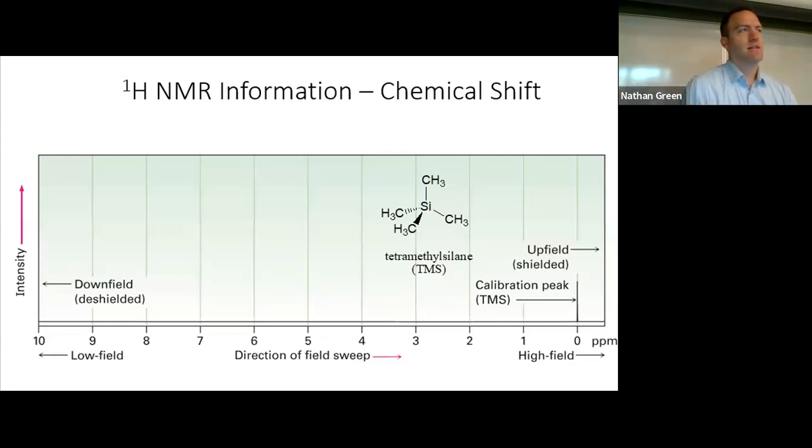The reason we do that is that if I run an NMR in Broken Arrow and you run an NMR in Tahlequah on a different machine, we need our numbers to be the same. And so we don't want them to just be how strong was your magnet, how concentrated was the sample. We want to compare it to a standard, and TMS is the standard for each one of these things.